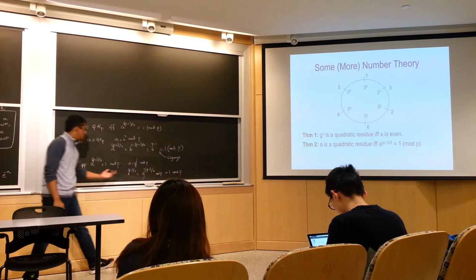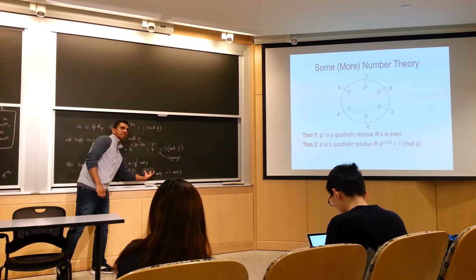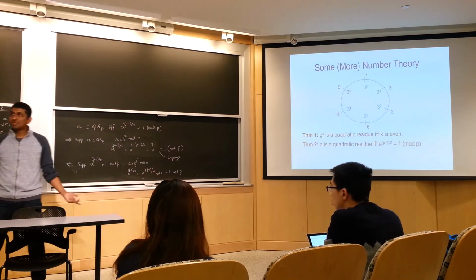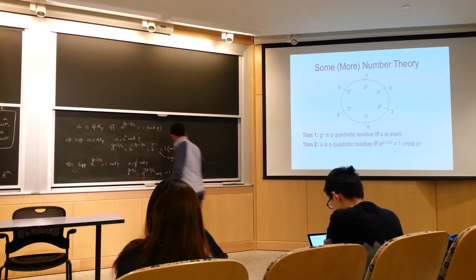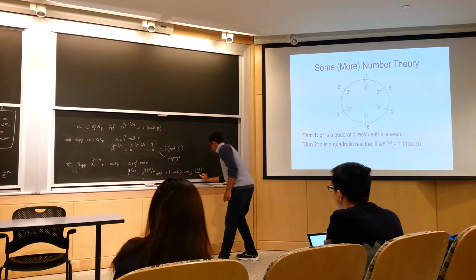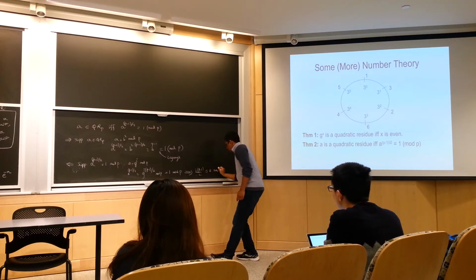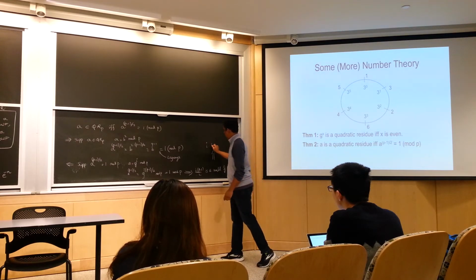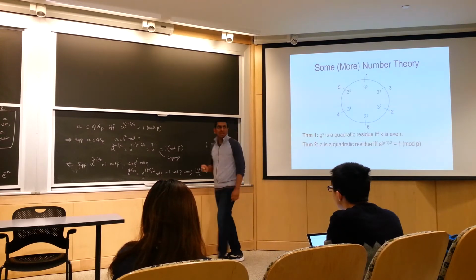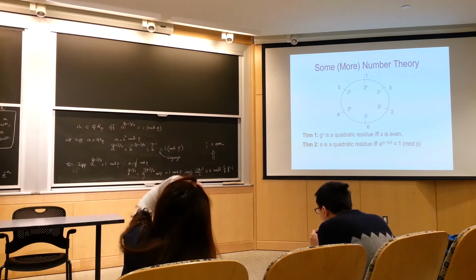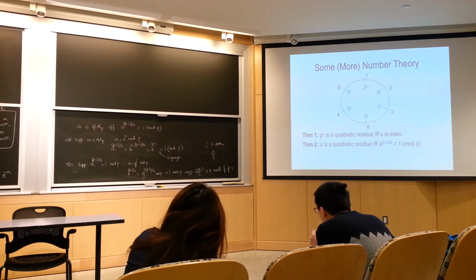So what does this mean? This means that i times p minus 1 over 2 is a multiple of p minus 1. This can only be true when i is even. If i is even, we know that g to the i is a square. Yes. So this is all.